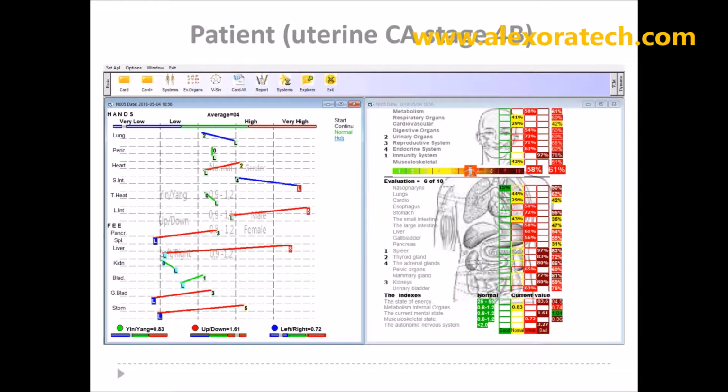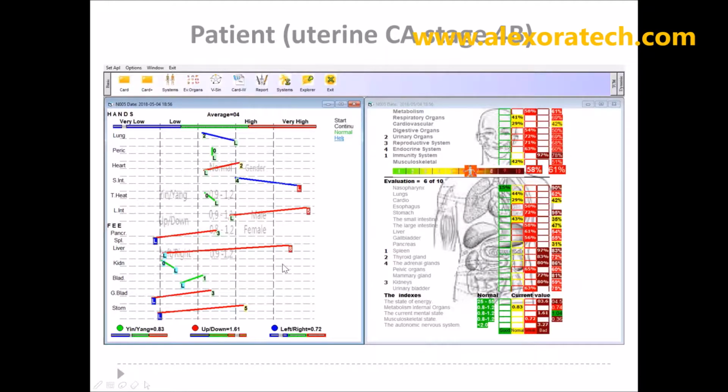Here is a case of a patient who has uterine cancer, stage 4B. And what I wanted to show you is there are a lot of red vectors here, and they cross 3 to 4 columns in the Card Plus report. It also involves the spleen, which already has a red vector, and here the liver already has the longest vector.